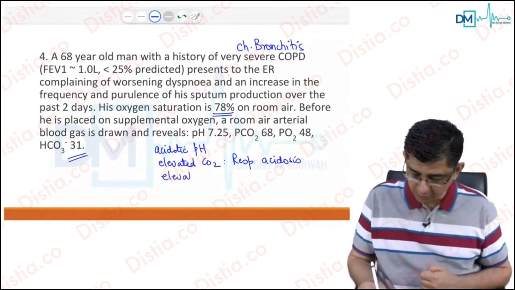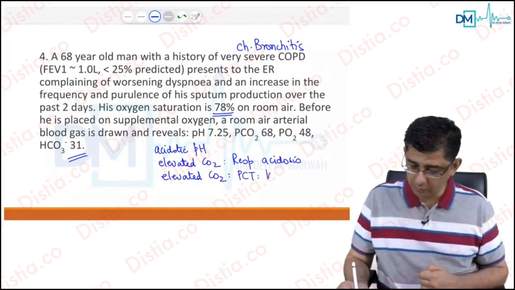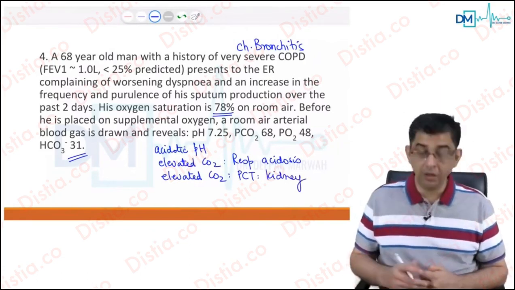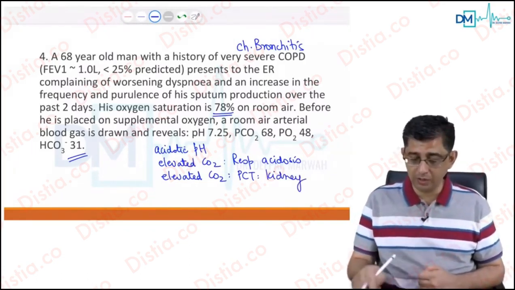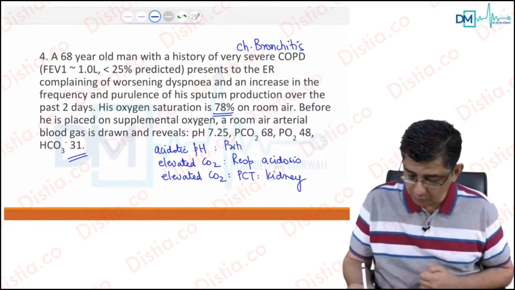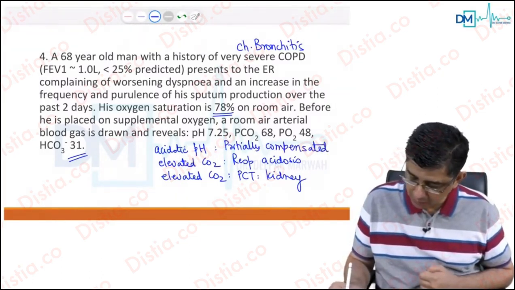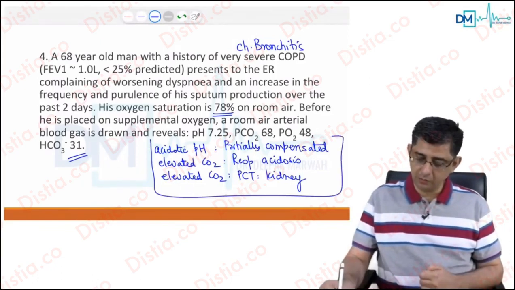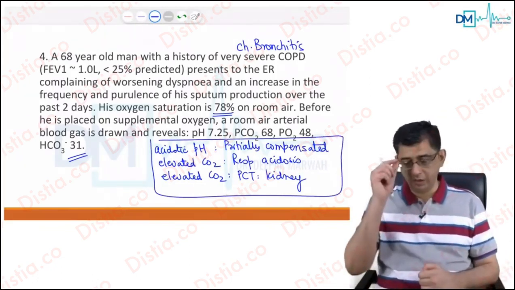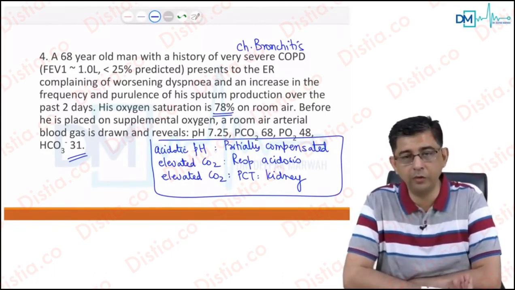Since it is elevated carbon dioxide in the patient, this means the kidney has done its job with the help of the proximal tubule of the kidney. It has not been successful in normalizing the pH of this guy. The pH is still not normal, so we will call it partially compensated respiratory acidosis present in a patient. These questions are very simple and straightforward. It is just that the mental orientation should be clear, and when you start reading about COPD anyway, you know it is respiratory acidosis, na?